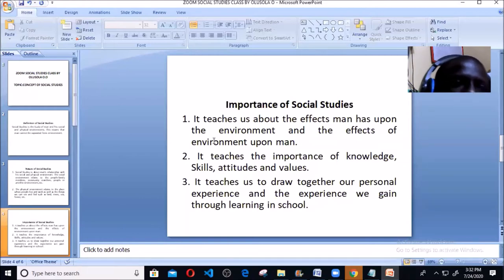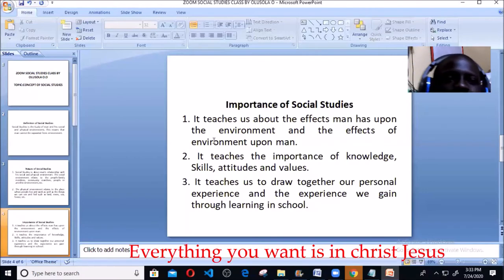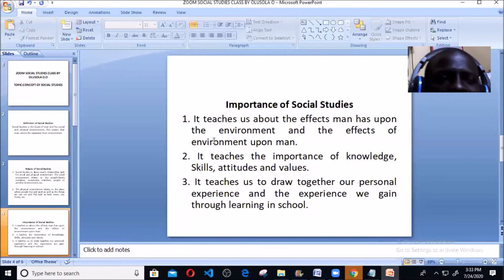One, social studies teaches us about the effects man has upon the environment and the effect of the environment upon man. You see, this is two sides of a coin. Man affects the environment. God created the universe. But God did not create cigarettes. God did not create marijuana. God did not create spirit. Man created them. And in the course, a lot of people became mad.